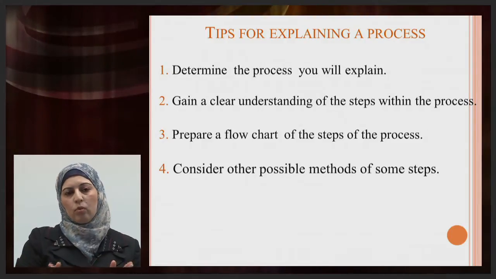Now, for example, while you are explaining a step, maybe this step can be done in different ways. So you need to mention these steps. For example, you can say, in this step, you can do this or you can do this. You can use this thing or instead you can use this thing. So try to put all the probabilities that may occur at any step.